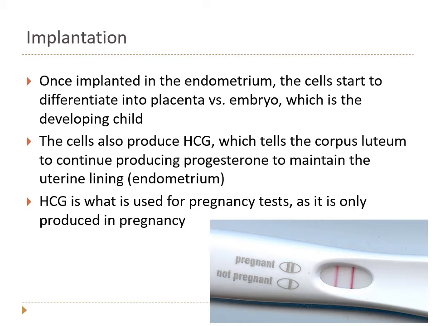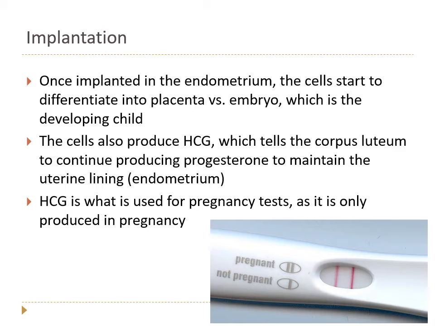So the baby placenta cells now start producing HCG, which, as we talked about before, is the hormone that says, oh, we got one, we're pregnant. It tells the corpus luteum, therefore, to keep making progesterone, and that helps maintain that nice, thick, juicy endometrium to support and nourish the developing embryo, right? We don't want to have a period now, right? We don't want this to be lost. We want to keep it.